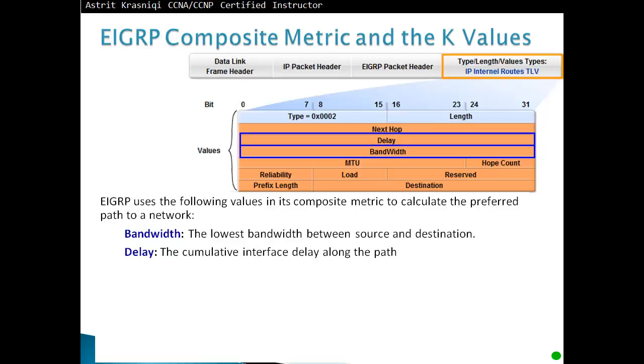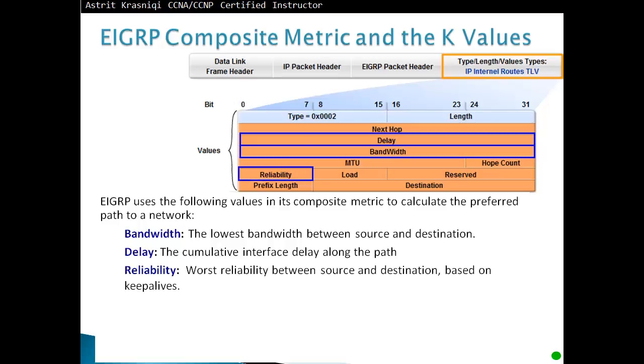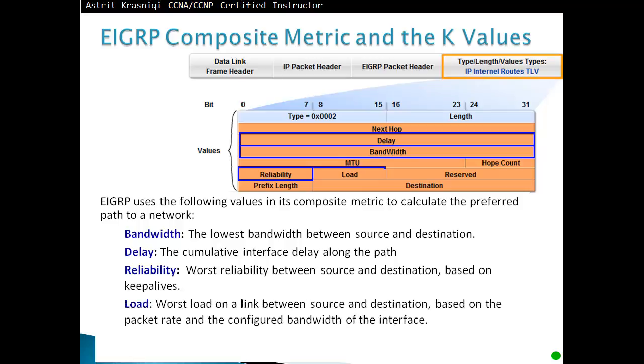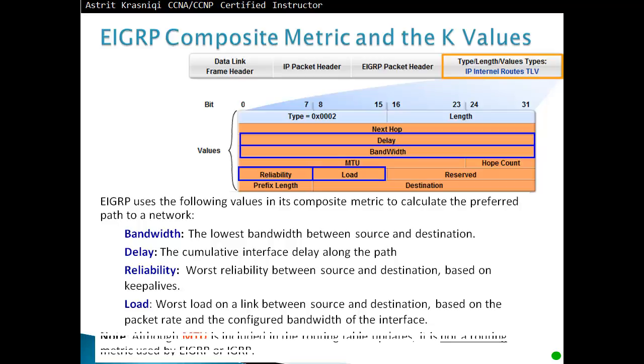Then we look at delay, the cumulative interface delay along the path. So delay is added for every hop that we go. And we can look at reliability, the worst reliability between source and destination based on the keepalives. Load, the worst load on a link between the source and destination based on the packet rates and the configured bandwidth of the interface. And we can look at the MTU as well, but although MTU is included in the routing table updates, it is not a routing metric used by EIGRP or IGRP.